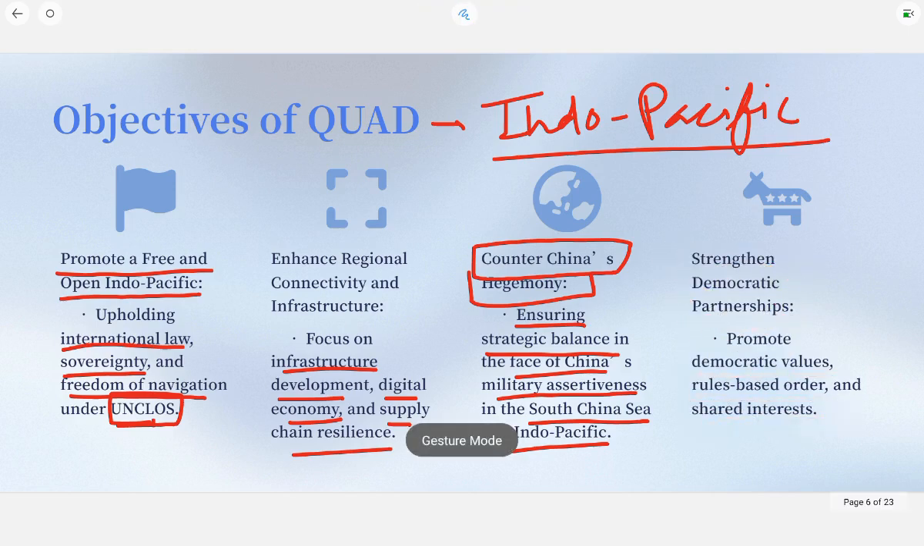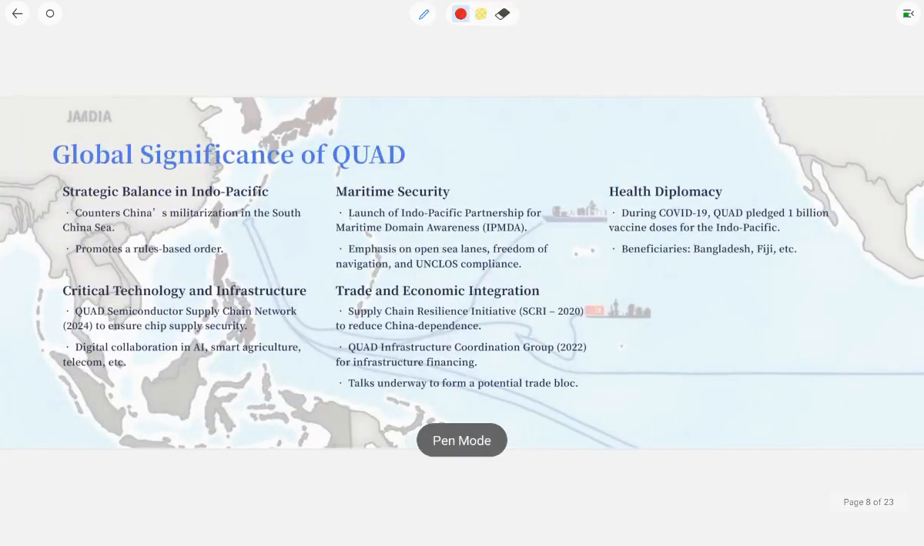Moving ahead, let's see global significance of Quad. So it's ensuring balance in Indo-Pacific. It counters China, we earlier saw, and militarization in South China Sea. It promotes a rule-based order. There shouldn't be a world order where some countries are ruling over all the world in terms of economy, in terms of military. So Quad promotes a rule-based order.